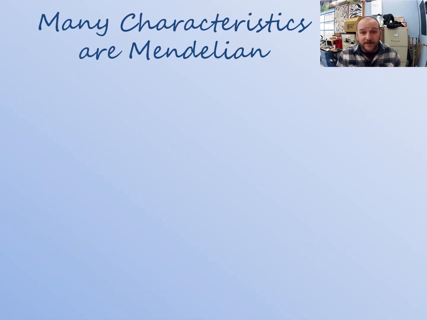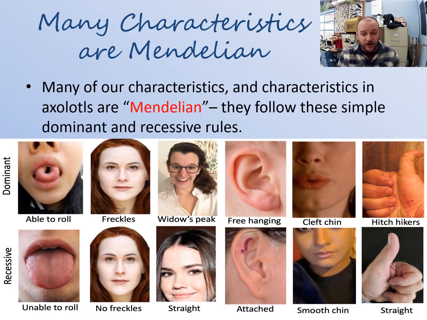Many of our characteristics follow this very clear black and white, where you either have it or you don't. And we call these Mendelian characteristics. Your ability to roll your tongue is dominant. If you can't roll it, that's a recessive characteristic. All you need is 1 copy of the dominant allele to be able to roll your tongue. Some of you in this class probably can't roll your tongue, and that's because you have 2 copies of that recessive allele.